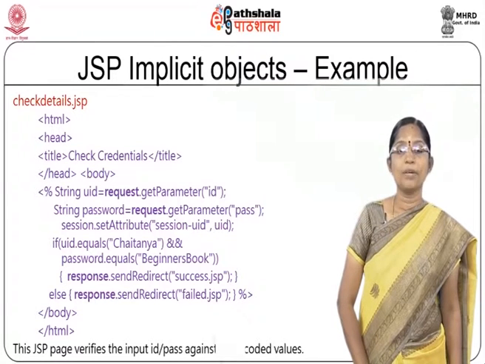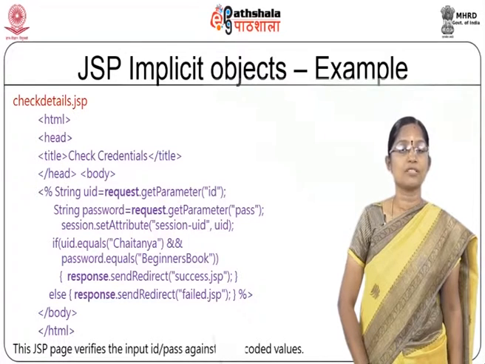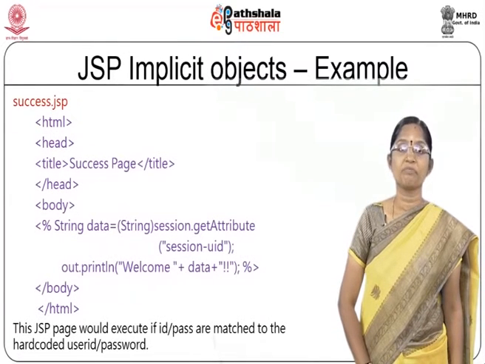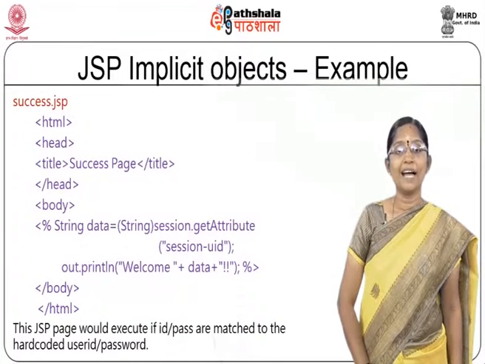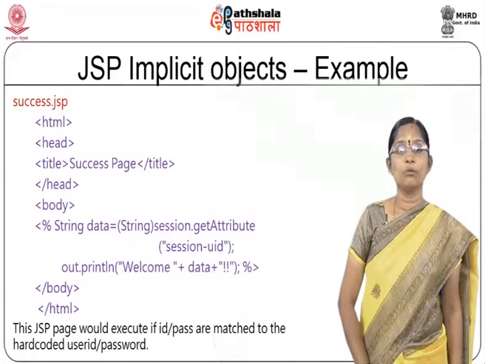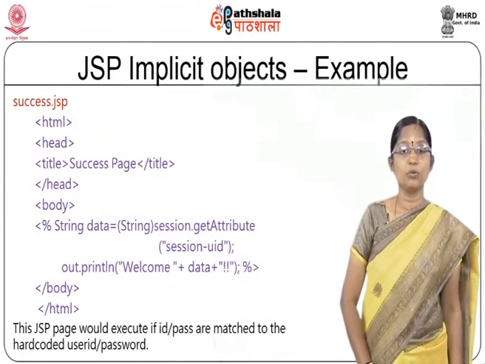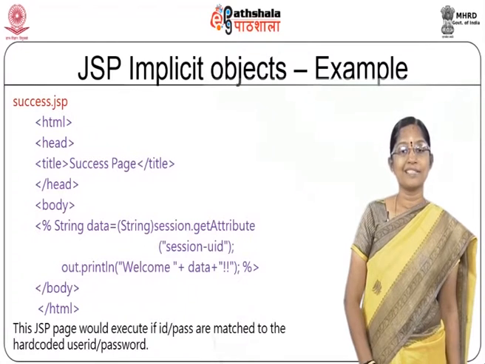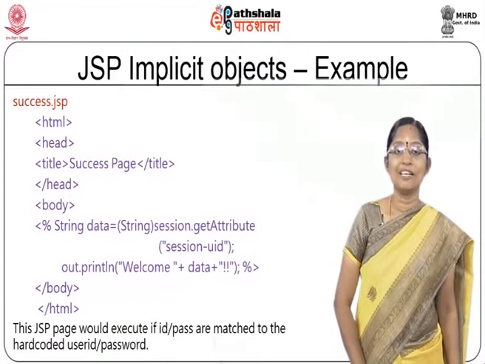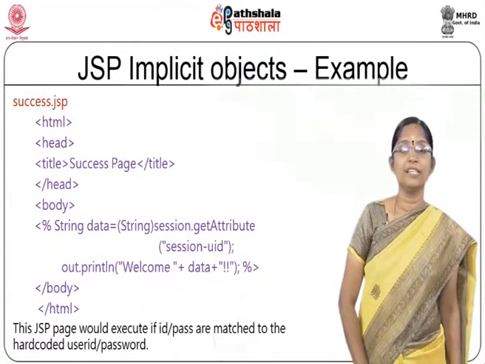So, this JSP page verifies the input ID and password and redirects the response either to success or to failed. First, let us look through the success.jsp. If you look through it, again the session attribute has been taken. The session.getAttribute of UID, which gives the ID of the current session of the user, has been converted into a string and stored in data.